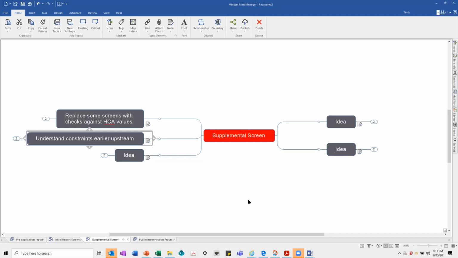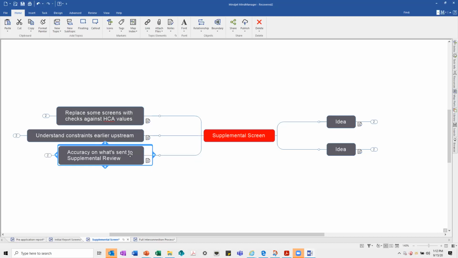There's an accuracy issue in some cases where projects are sent into supplemental review erroneously because of a prior error on a failed initial screen. So to what extent the HCA data can eliminate those errors is very important. Thanks, Marty.